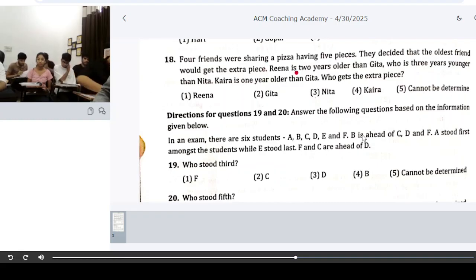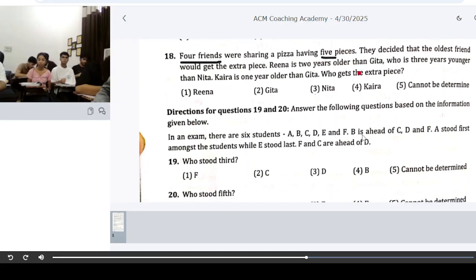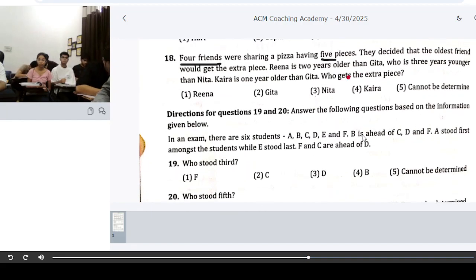It says 4 friends were sharing a pizza having 5 pieces. So 4 friends, pizza pieces 5. They decided that the oldest friend will get the extra piece. So you have to tell who is the oldest. Now Reena is 2 years older than Geeta. When they have given some numbers to you, write Reena here. She is older than Geeta by 2 years. So write 2 in between and write Geeta here. Now make them in descending order.